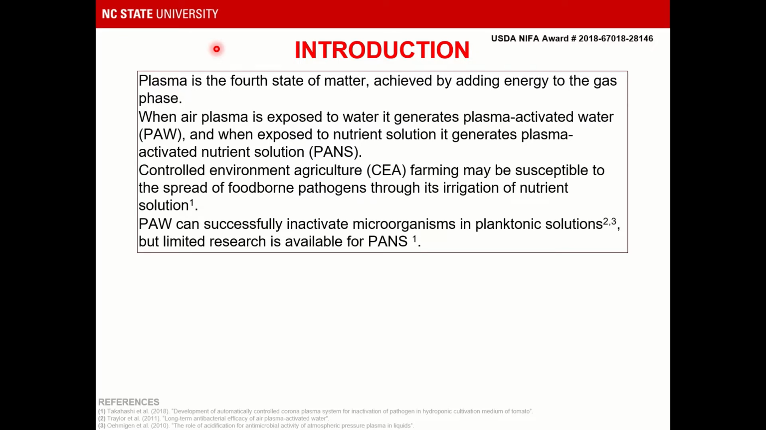This is relevant because controlled environment agriculture, CEA, uses water or nutrient solution to farm vegetables or fruits. If these liquids become contaminated by foodborne pathogens, it can spread throughout the system via its recirculated irrigation. Our study proposes plasma as an alternative sanitation method for the CEA industry.